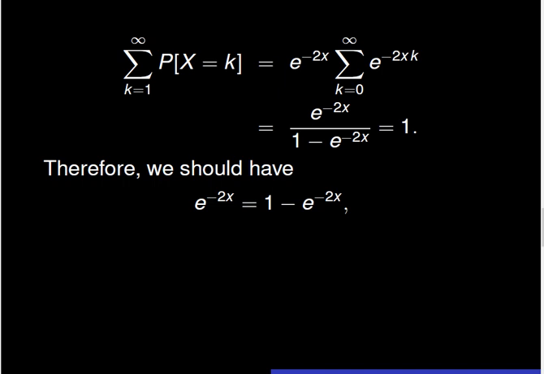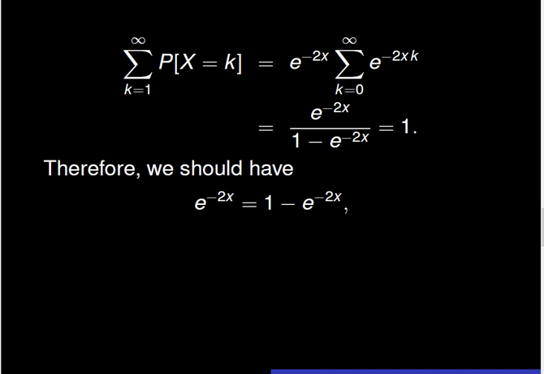This is in fact a geometric series with ratio equal to exponential of minus 2x. As a result, the sum of all probabilities is then equal to the fraction exponential of minus 2x over the quantity 1 minus exponential of minus 2x.